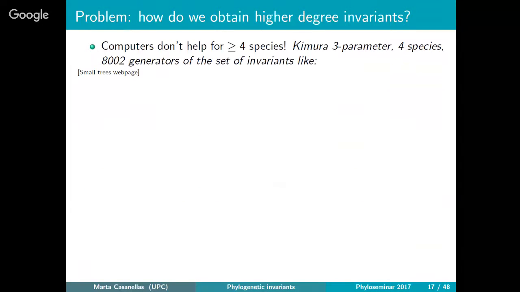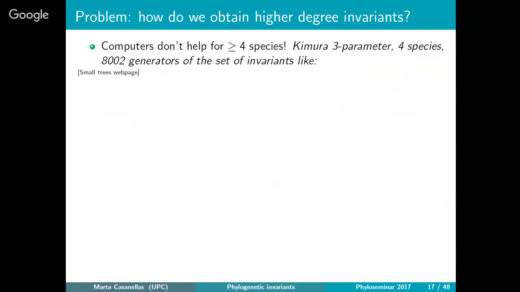And then we have a problem. How do we compute higher degree invariants? We can write the joint distribution in terms of the parameters, the substitution matrices, and the root distribution, and put this in a computer and try to get the invariants from that. The problem is that the computer's RAM memory is limited, and we cannot get invariants for trees larger than 5 leaves.